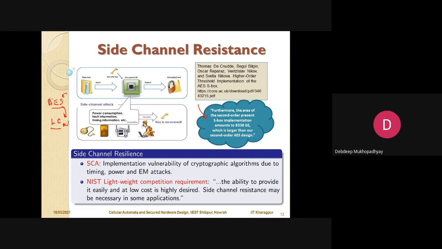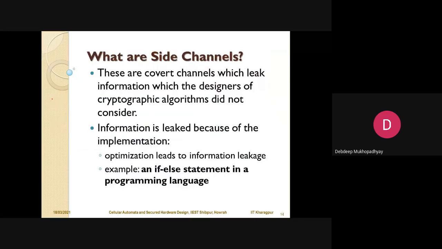So we also need to keep side channel countermeasures in mind. In particular, in NIST's recent lightweight cryptography competition requirements, one of the requirements was that the ability to provide side channel protection easily and at low cost is highly desirable. It means side channel resistance is an important requirement in modern day designs. So what are side channels? I will be very quick here because I already talked about this in the last lecture.